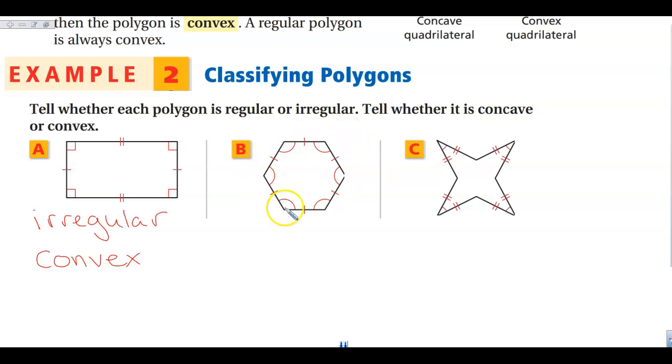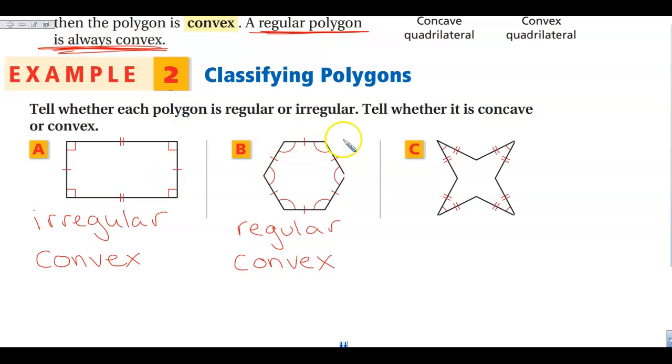When we look here, I've got a 6-sided hexagon. Notice that all of the sides are the same length, and all of the interior angles are the same degree. So because it is equilateral and equiangular, it is regular. Nothing comes in. None of those angles are greater than 180, so it is convex. A regular polygon is always convex, and that actually says that right here. That's something that is important for you to realize. Regular is always convex.